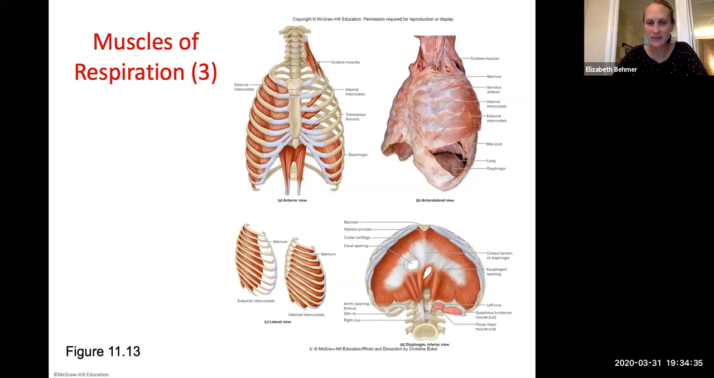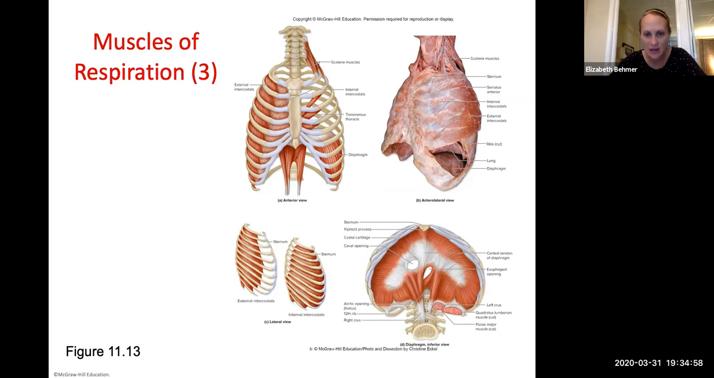So these are the muscles of respiration that we talked about, and where they're located. External and internal intercostals both are between the ribs and they go at angles to each other. External intercostals, the striations look like that, and internal intercostals, the striations look like that, and they just lie on top of each other.